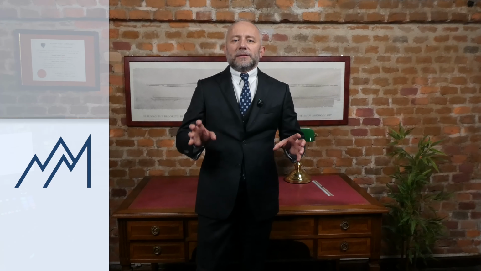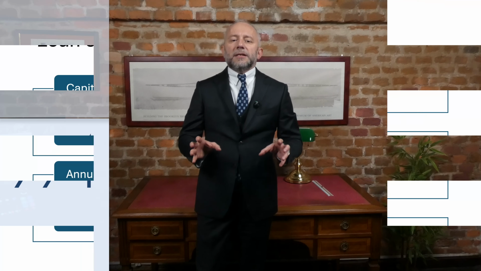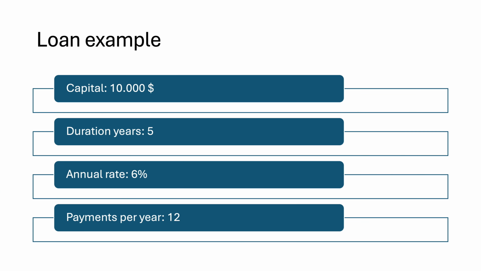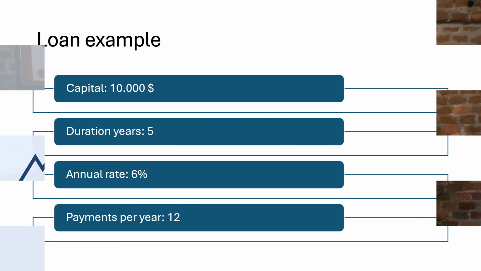Let's make it practical. Open Excel. Enter the basic data. Principal $10,000. Annual rate 6%. Duration in years, 5 years. Payments per year 12, meaning monthly.